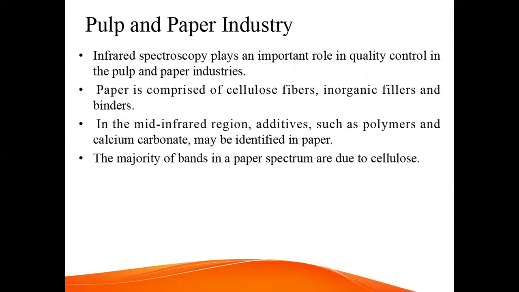Pulp and paper industry. Infrared spectroscopy plays an important role in the quality control in the pulp and paper industries. Paper is comprised of cellulose fibers, inorganic fillers, and binders. In the mid infrared region, additives such as polymers and calcium carbonate may be identified in paper. The majority of bands in a paper spectrum are due to cellulose.